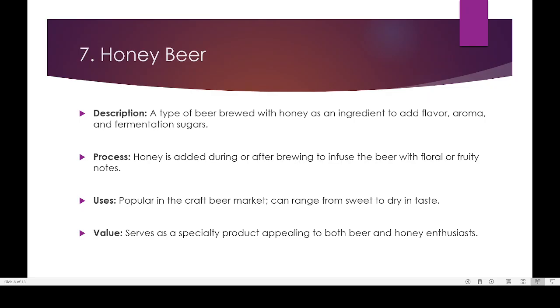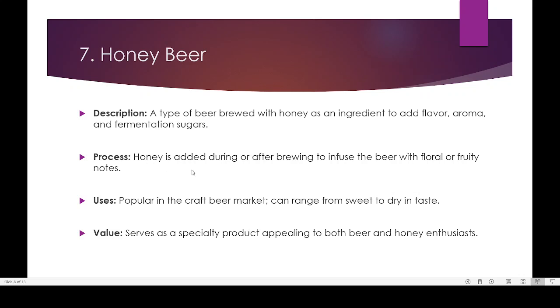Then honey beer is there. These are all different products which we can develop from honey. This is the honey brown. I think this is a honey beer. Here also you can see that this is a honey beer.